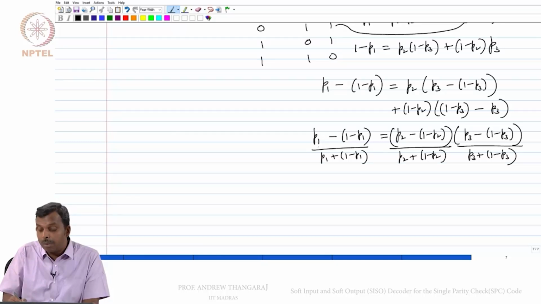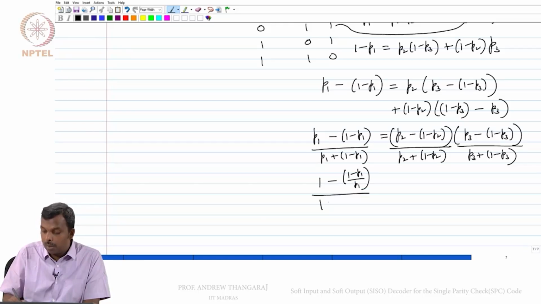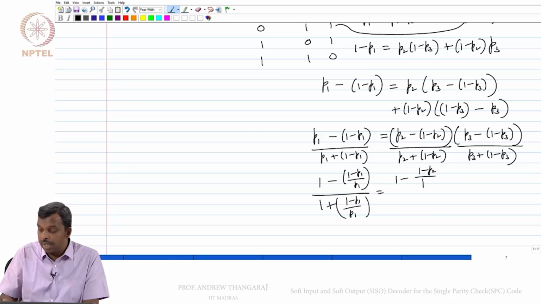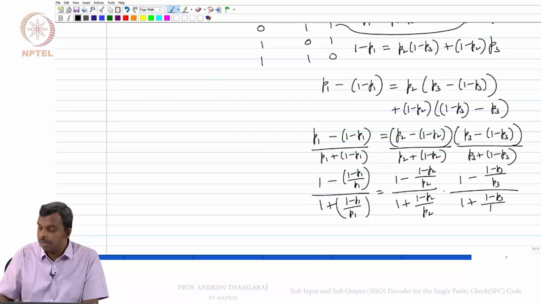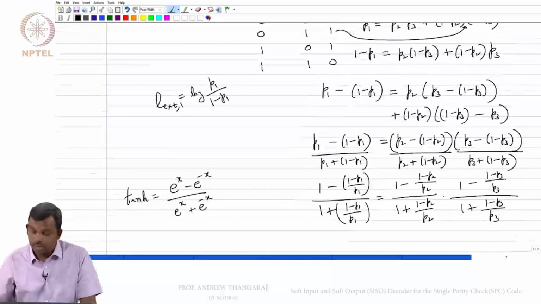So, now I can divide by P1 on the left hand side, this ratio by P2, this ratio by P3. So, you will get here 1 minus P1 by P1 by 1 plus 1 minus P1 by P1. These are all just algebraic tricks, but nevertheless it plays an important role in the implementation. You will see how it works. 1 plus 1 minus P2 by P2, 1 minus 1 minus P3 by P3 by 1 plus 1 minus P3 by P3. Okay, so this is the expression I have.